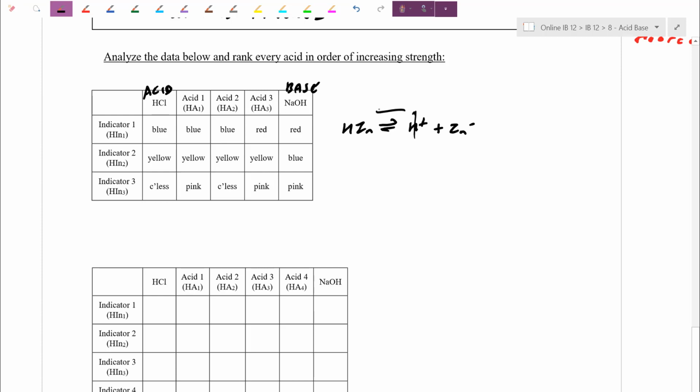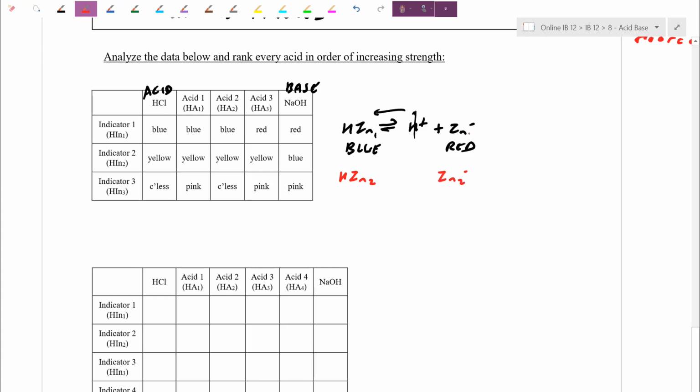It knocks equilibrium over to the left-hand side. In an acid equation, HIn1 is blue. The other side here is red, because I know in base it actually turns to red. In a similar fashion, HIn2, you can do the same sort of analysis here.